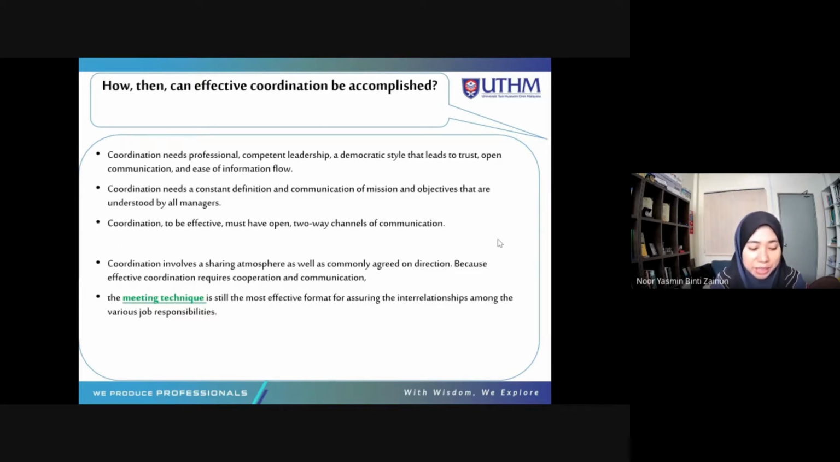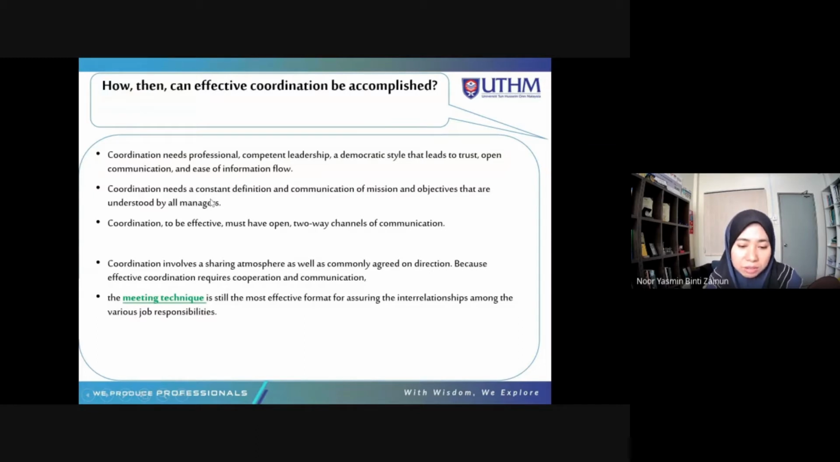Zaman dulu kalau bagi instruction pakai mulut. Biasa main yang telefon buruk tu tak? So the first person will talk to the second person, will talk to the third person. But at the end, the information is totally different from the first person. Tu yang communication dia jadi salah. Dia punya arahan tu jadi salah.